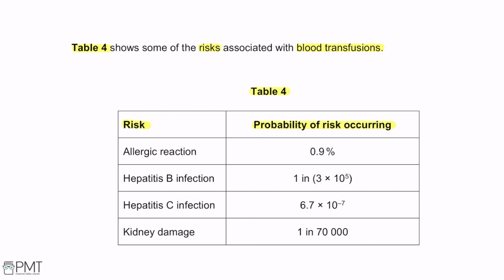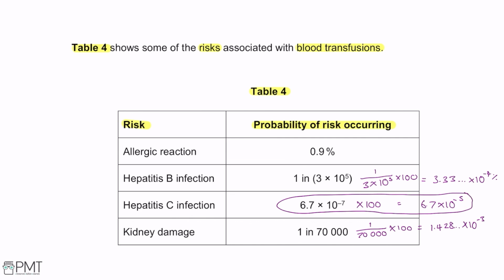0.9 is already a percentage. The next one you do 1 over 3 times 10 to the power of 5, and then you multiply that by 100, and that will give you 3.33 times 10 to the minus 4%. The next one you just times that by 100, and that gives you 6.7 times 10 to the minus 5%. And the next one is 1 over 70,000 times 100, and that's 1.428 times 10 to the minus 3%. So the smallest one is the one that's to the power of minus 5. The hepatitis C infection.